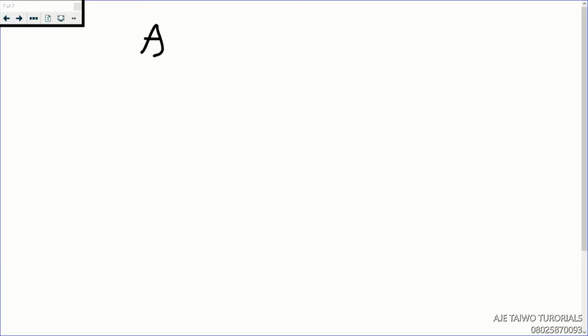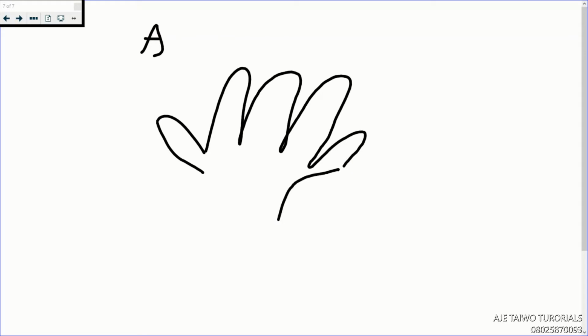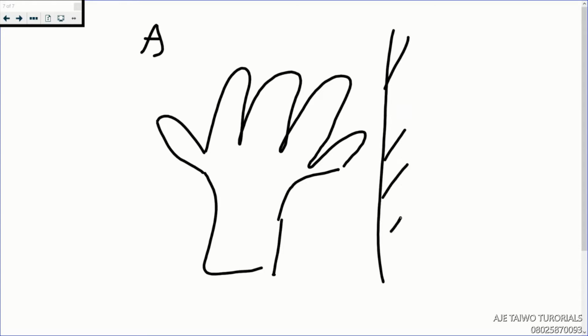What did I say? Look at the board. If you look at your hand, I wish I can draw. This is your hand here. This is your thumb. This is finger. This is finger. This is smaller finger. If you look at this hand in the mirror, what you will see is your right hand. You will see the smaller finger first.